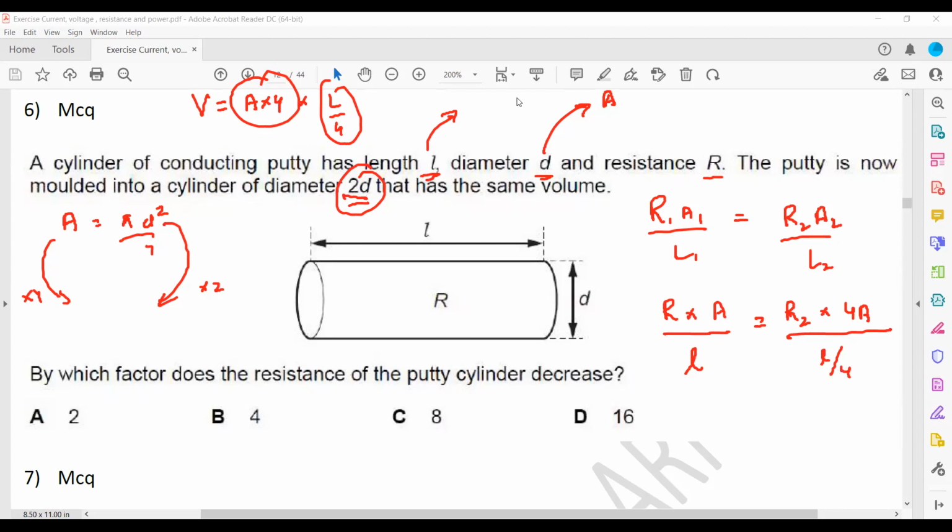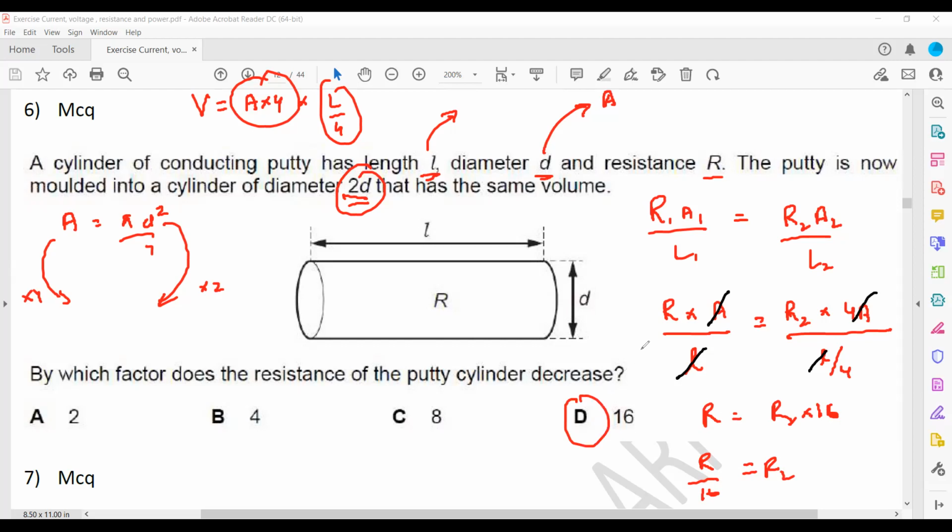When we simplify this formula, A will cancel with A, and L will cancel with L. This is 1 by 4, so it will move up. So it will be 16. So R is equal to R2 multiplied by 16. And as 16 is multiplied, on the other side it will be divided. So R by 16 is equal to R2. It means the new resistance will decrease by 16. That's why D is the right answer for this.